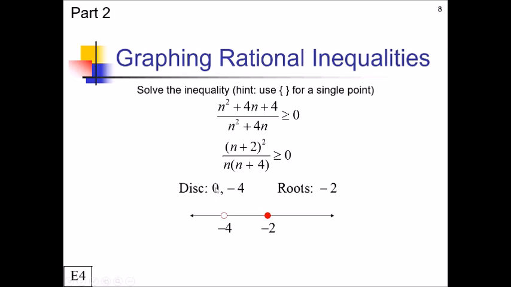Moving on, we have 0. That's our final critical value. That's a discontinuity, so that's an open dot. Now I'm going to go ahead and do my sign analysis around these.